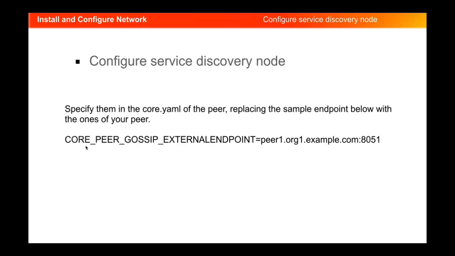Here is the property that you have to set for configuring the service discovery node. You specify the one peer which is going to act as a service discovery node. In this slide, we are setting the gossip peer for the service discovery node as peer 1 of the organization, which is running on port 8051.